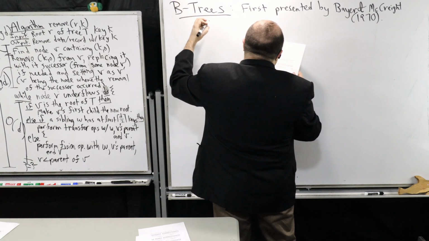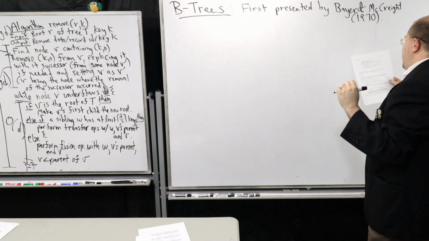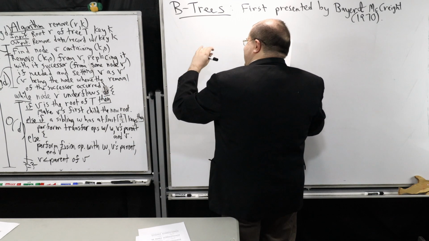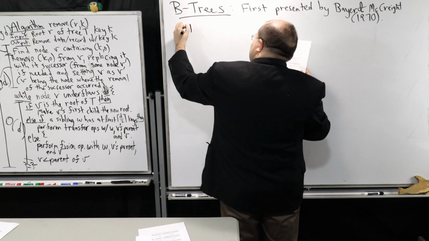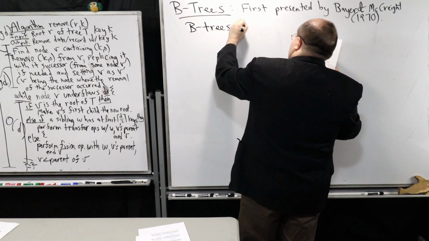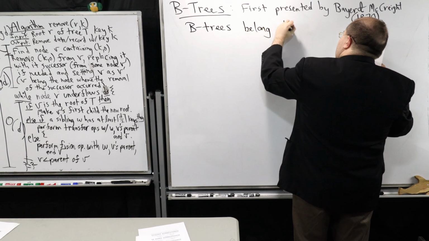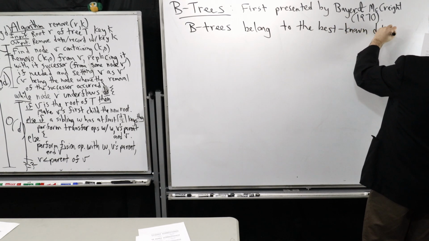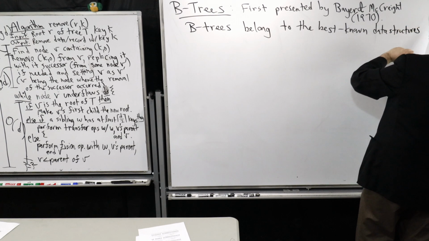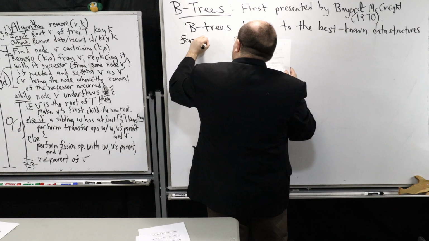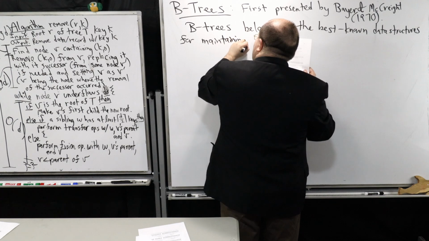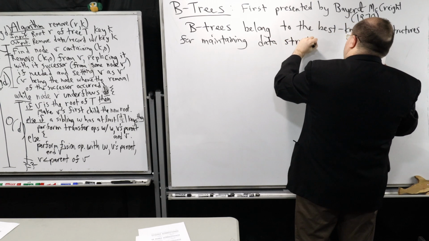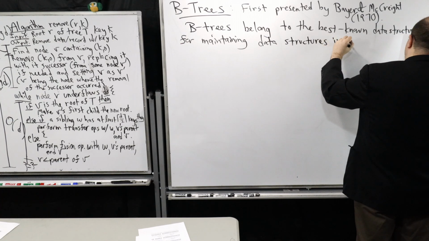So here we go. The first thing I want to mention is this is from 1970 by Bayer and McCreight. It's a little bit different than a lot of them, but I want to mention that B trees belong to the best data structures for maintaining data in external memory.